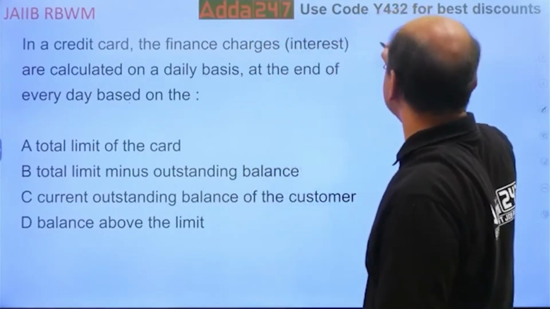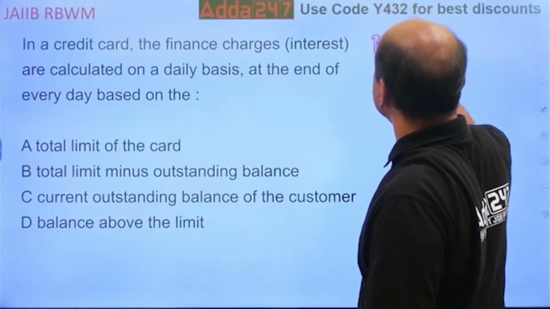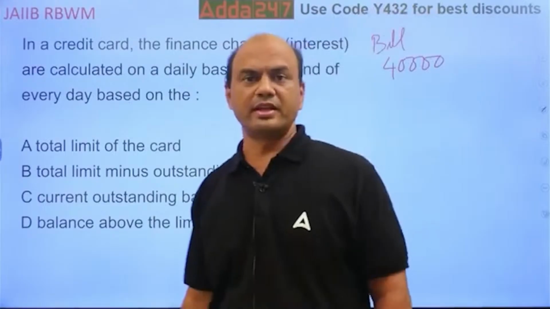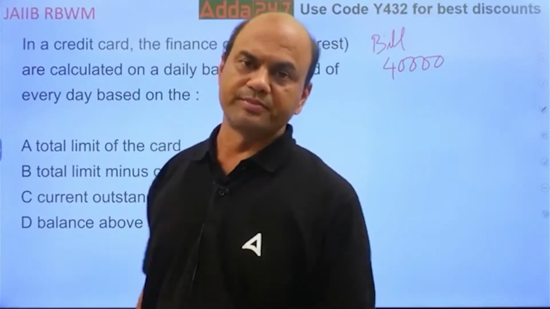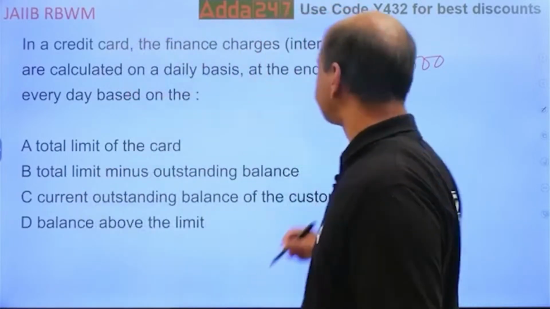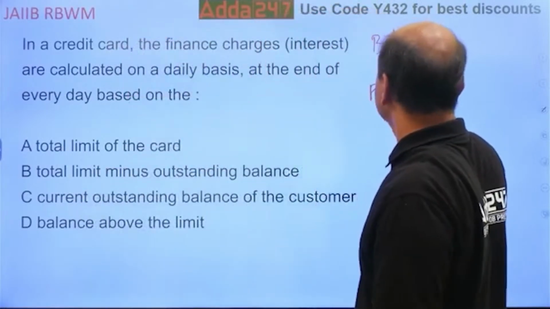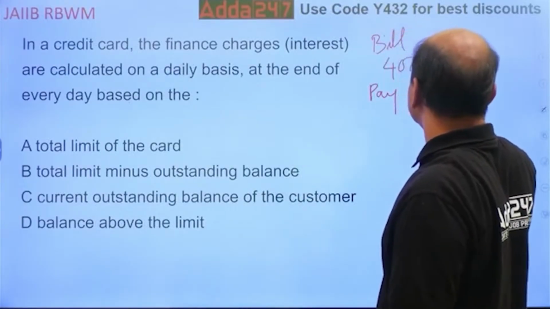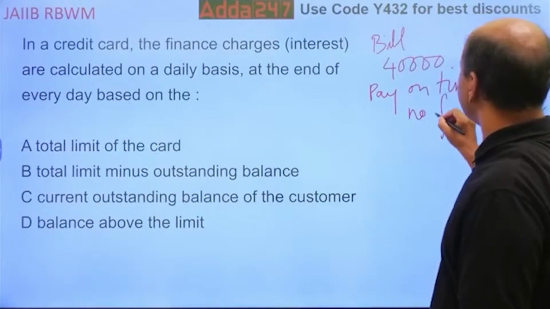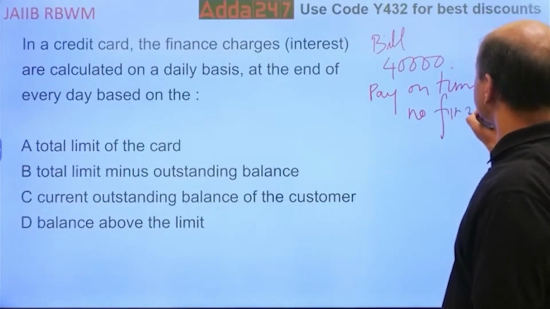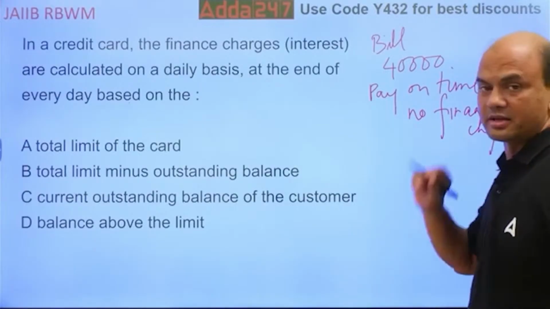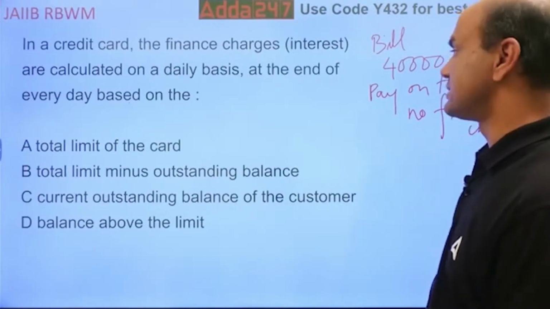This is my credit card purchasing bill. See here, cash is not included in this. I have purchased something in that month for 40,000. So there I'll be using it. If I pay it on time, no charges, no finance charges. But if I miss the date, then the finance charges start.